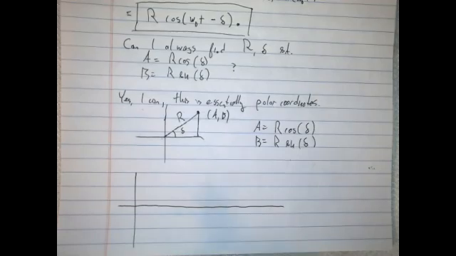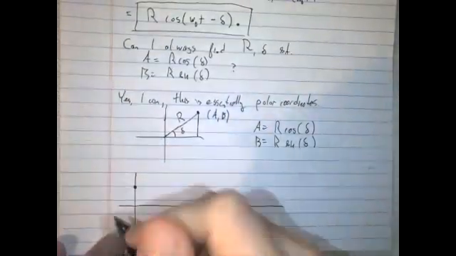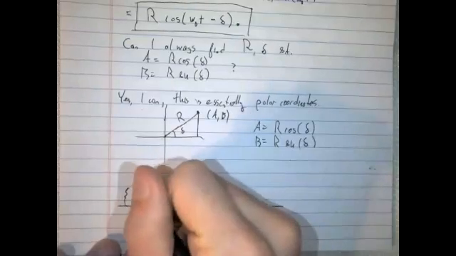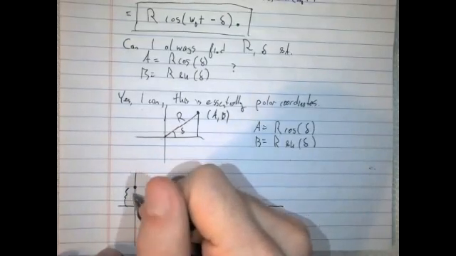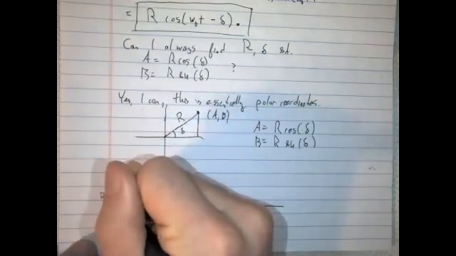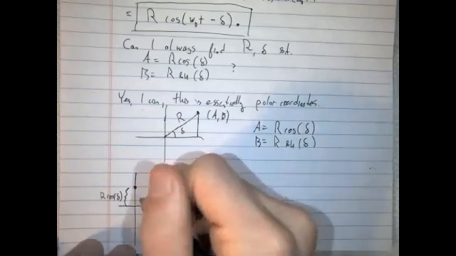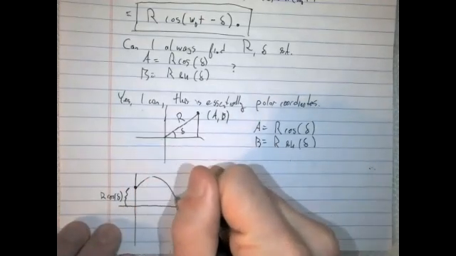What's the value of the function for this solution? R cosine of negative delta, which is the same thing as r cosine of delta. So immediately we see that the magnitude of the function at time t equal to 0 is exactly equal to r cosine of delta. And then it's going to be some cosine function, so I'm going to draw it something like this.